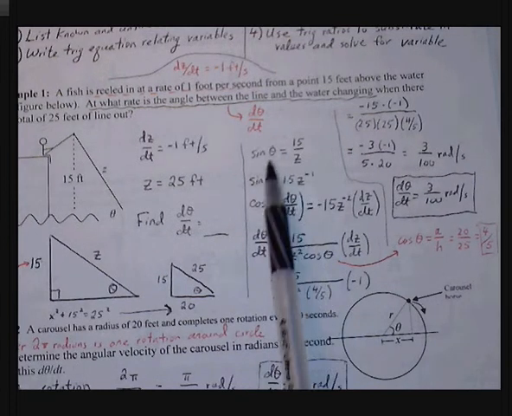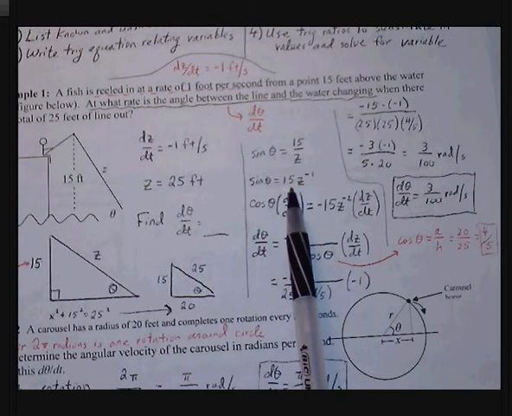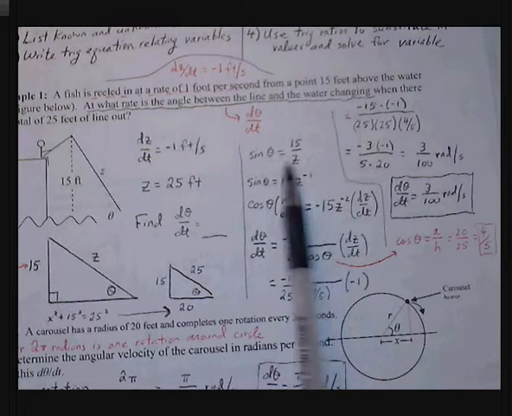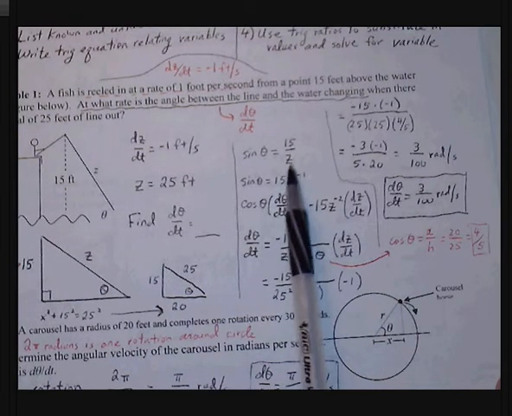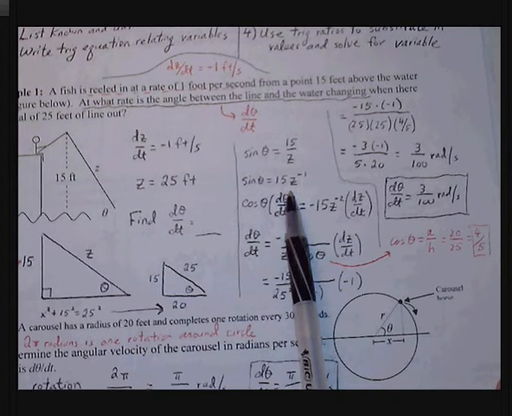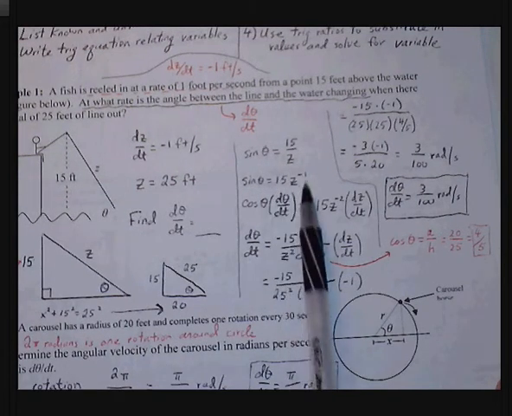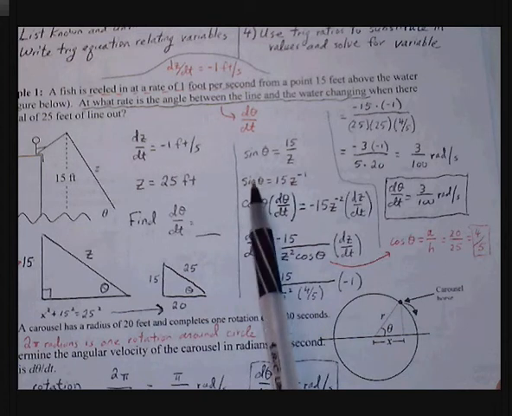But first, we can rewrite this in a form where it's easier on the right side to find a derivative. We want to do power rule. We can bring the z up to the top. So then sine of theta is equal to 15z to the negative 1. Find the derivative. Sine becomes cosine.